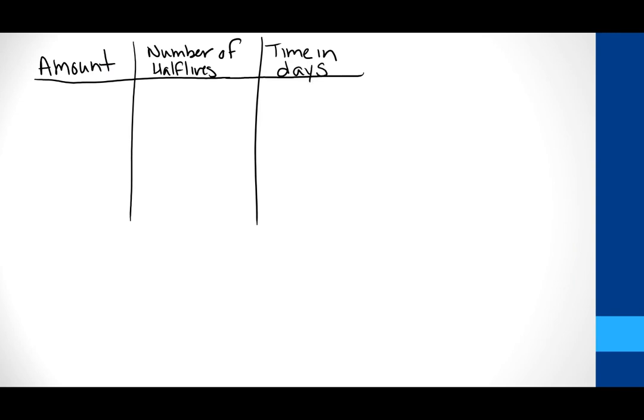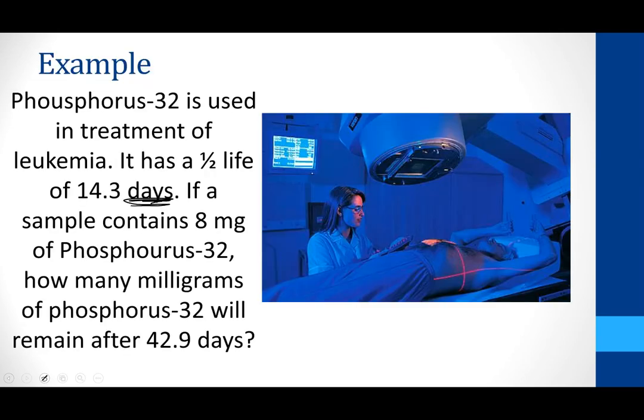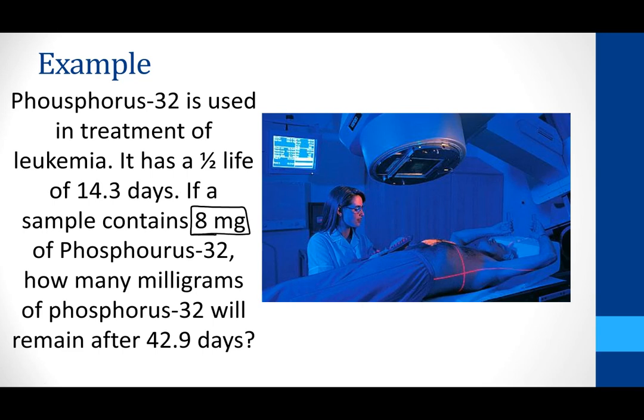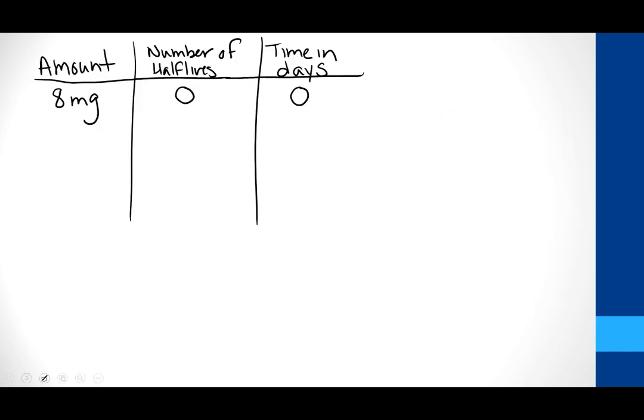Okay. Remember, we always start our table at time 0. So after 0 half-lives and 0 time has gone by, how much did the patient take? Well, the patient took 8 milligrams. So that's going to go here. All right, so now our table's set up. Now we just need to start going through this. So it wants us to go through this table till we get to 42.9 days. So I'm just going to work through the table till I hit 42.9 days.